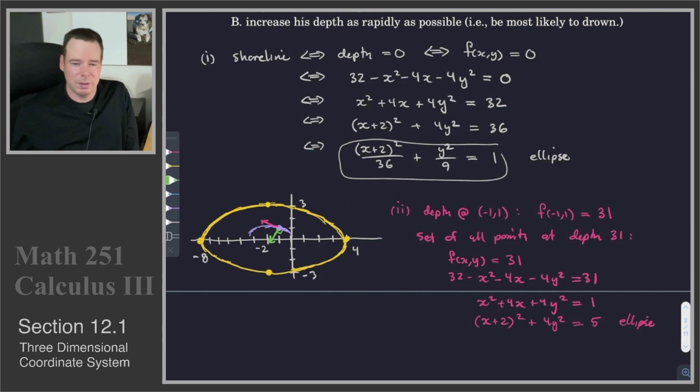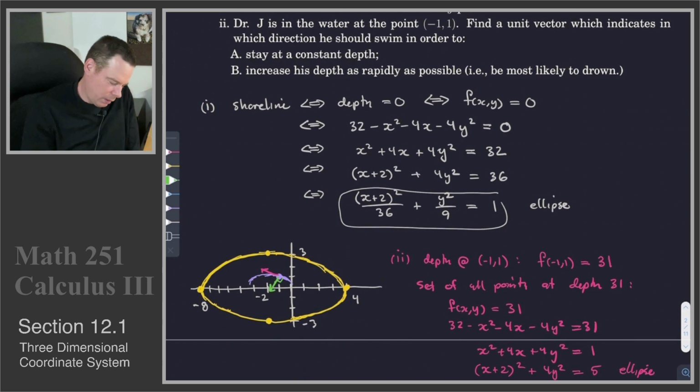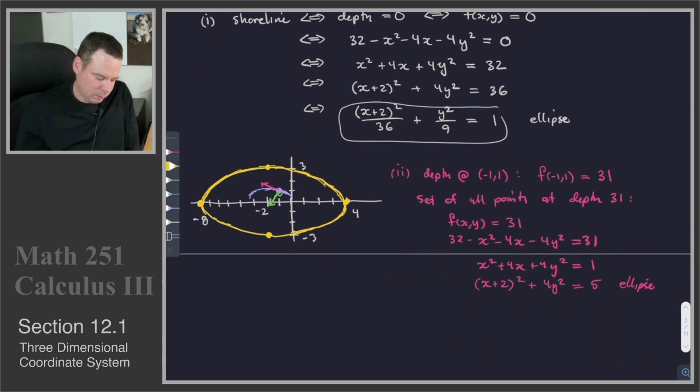Maintain constant depth, tangent line. Increase depth as rapidly as possible, go in a normal direction or a perpendicular direction. And so we want to find a normal line. In this case, the question asked about finding a unit vector that pointed in the direction. So how do we do that?